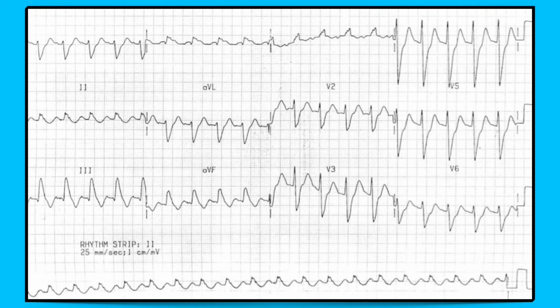Let's look at this next one. What do you see? We have wide complexes. We have that right axis, that S1, right? Do we have that Q3 in lead 3? Looks like it. We have T wave inversion in lead 3 as well. What else do you see?